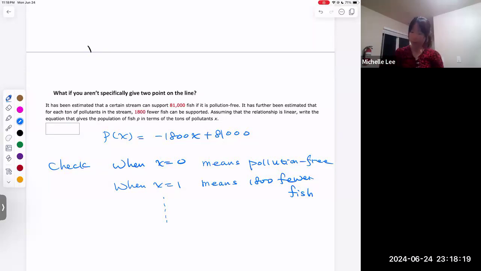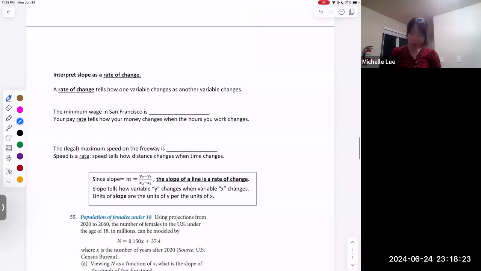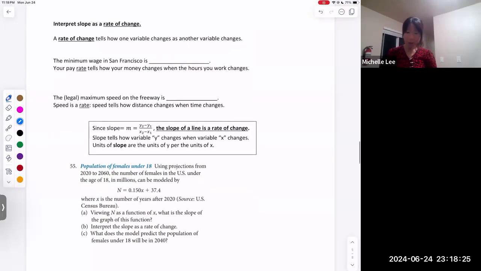Let's do this one. We have rate of change. Rate of change tells how one variable changes as another variable changes, right? So normally we have x and y, so how the y variable changes as x changes.